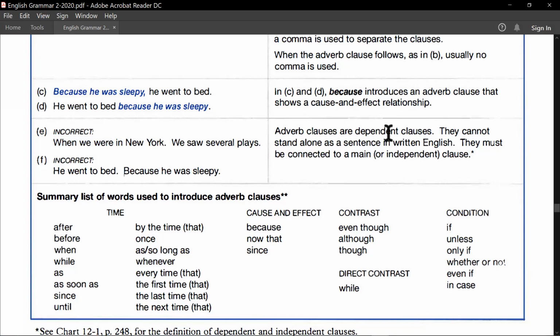It says: adverb clauses are dependent clauses. They cannot stand alone as a whole sentence in written English. Notice it's talking about written English. In speaking, you can say, for example, why did you do this? and someone tells you, because I did something. But in speaking, it's okay. They must be connected to a main or dependent clause. I've put a footnote for you.